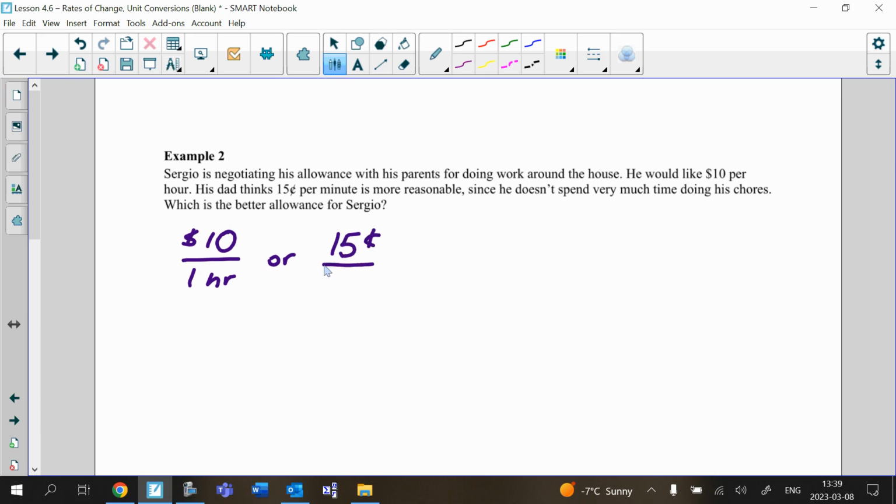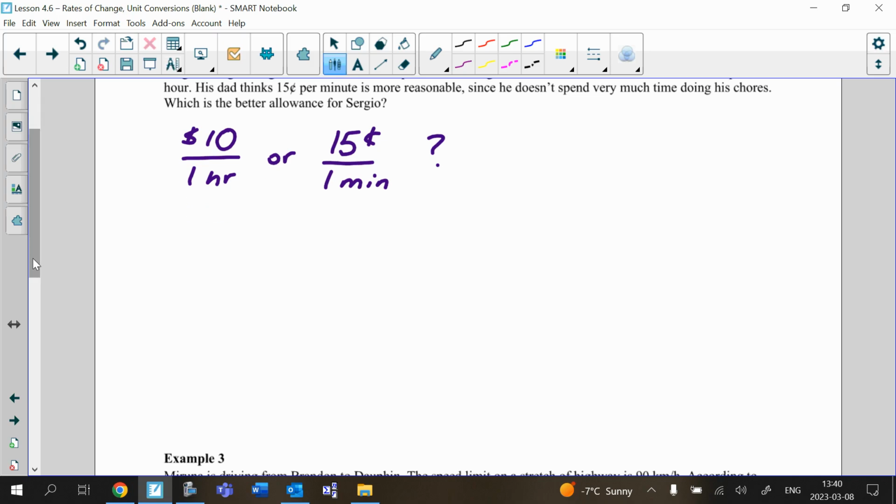What I've got to do is I've got to convert from one of these units to the other in order to compare them. So why don't we take the 15 cents per minute and change that to hours? And then we'll compare it with what Sergio is offering. So I want to change 15 cents per minute so that I eventually get dollars per hour.